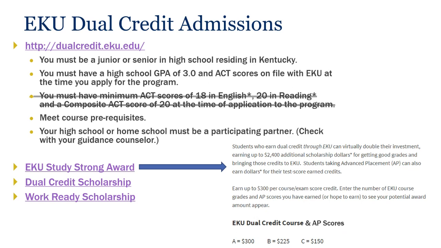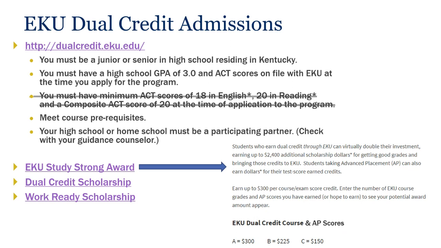A new thing that EKU is doing is what's called the Study Strong Awards. You can see with that arrow pointing over what that means. So students can actually earn up to $2,400 in scholarship money if they end up going to EKU. And this is both dual credit dollars and AP dollars. So if you have students that take, let's say AP European history, and they receive a certain score in that course, they can actually get $300 for an A. You can see $225 for a B and $150 for a C.